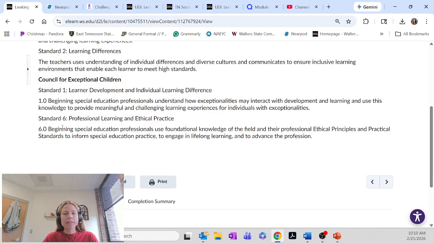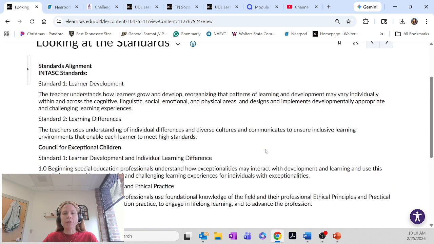And then standard 6, professional learning and ethical practice. Beginning special education professionals use foundational knowledge of the field and their professional ethical principles and practice standards to inform special education practice, to engage in lifelong learning, and to advance the profession.